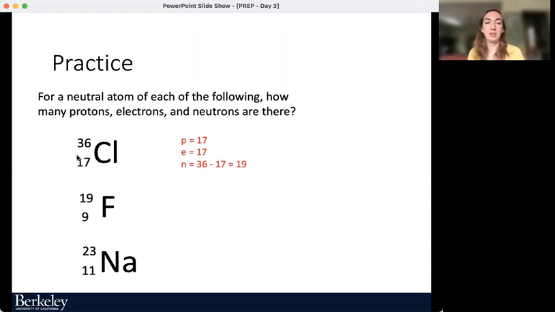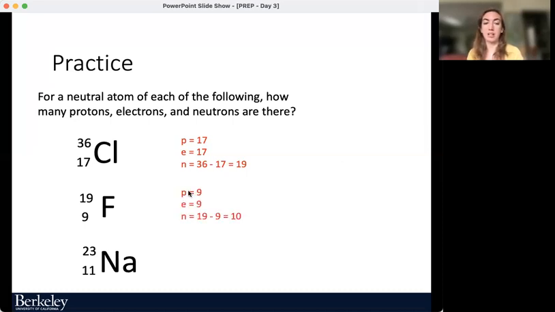There are 17 protons. That's what this number means. And so because there are 17 protons, there have to be 17 electrons. The mass number is 36. And so 36 minus 17 is 19. That's the number of neutrons. So we're going to do the same thing with the other elements.